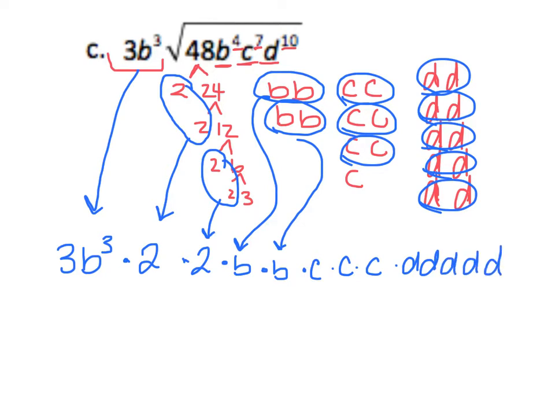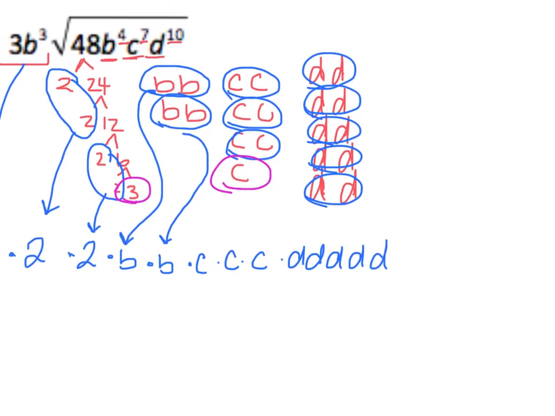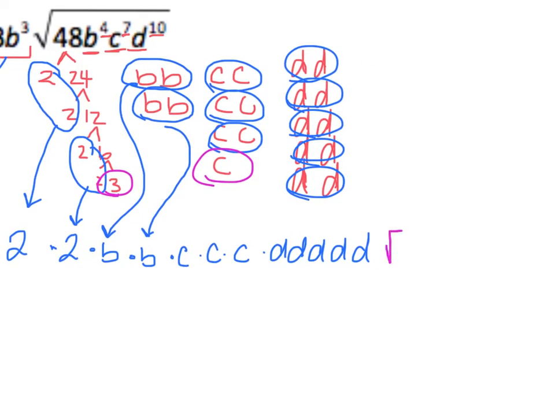Okay, now time for our leftovers. Well, with the 48, there is only a leftover of 3. With the c's, there's only a leftover of c. B's all got circled and d's all got circled. So our leftovers here are going to be 3 times c, or just 3c.